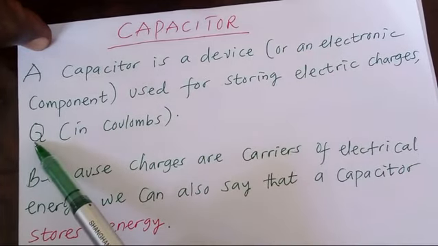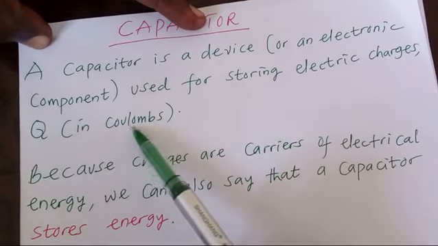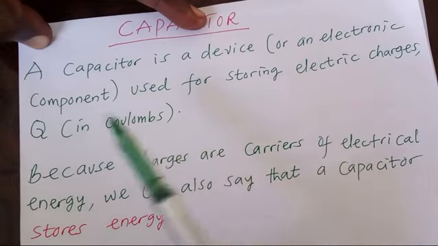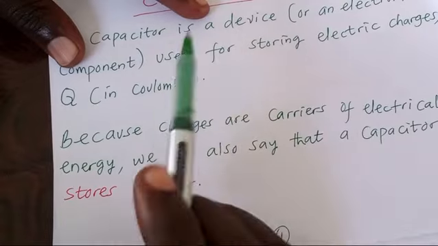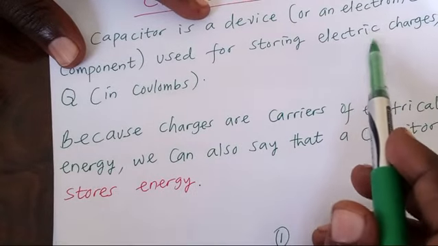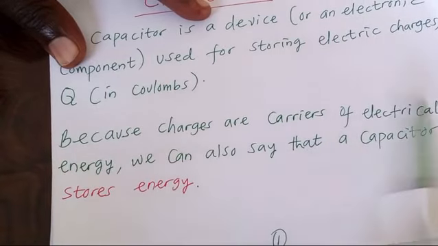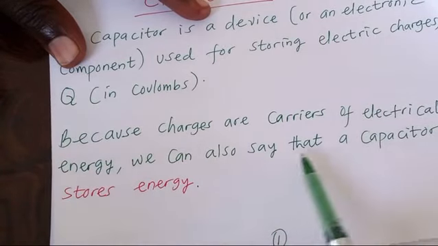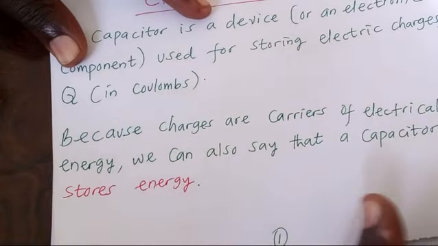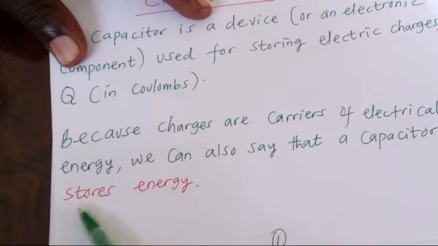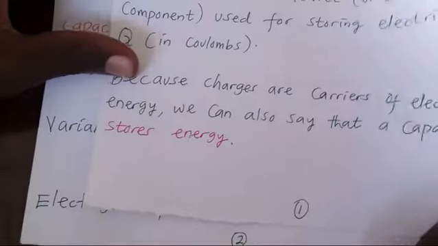Electric charge is denoted by Q, and Q is measured in coulombs. Coulomb is the SI unit of electric charge. Now, because electric charges carry electrical energy, we can also say that a capacitor stores energy. And in later videos, we will see the formula for calculating the energy stored in a capacitor.